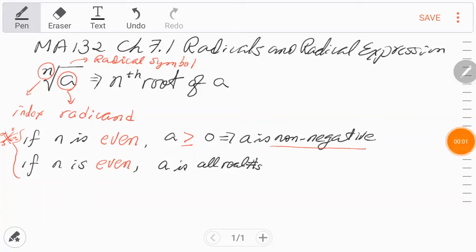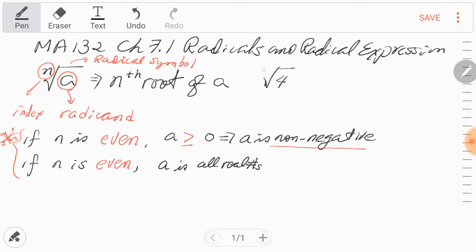Okay, chapter 7 is about radical expressions, and this section is about radicals and the radical expressions. The radical expression has the nth root symbol, the radical symbol. So in this case, we call this one the nth root of a. We have seen this one, let's say, the square root of 4. We can read this as the square root of 4.